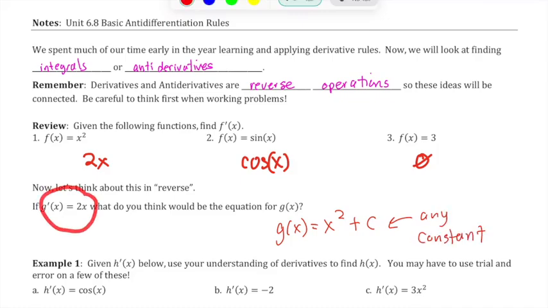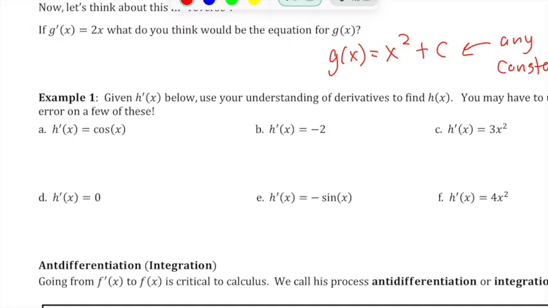Because we know, if we started with x squared and took the derivative to get 2x, and if I took the derivative of a constant, it'd be 0. So basically, the answer, the original function, is any function in this form, where c can be an infinite number of different constants. So example 1, again, we're just playing around with this, but if I know the derivative is cosine, what would be the original function?